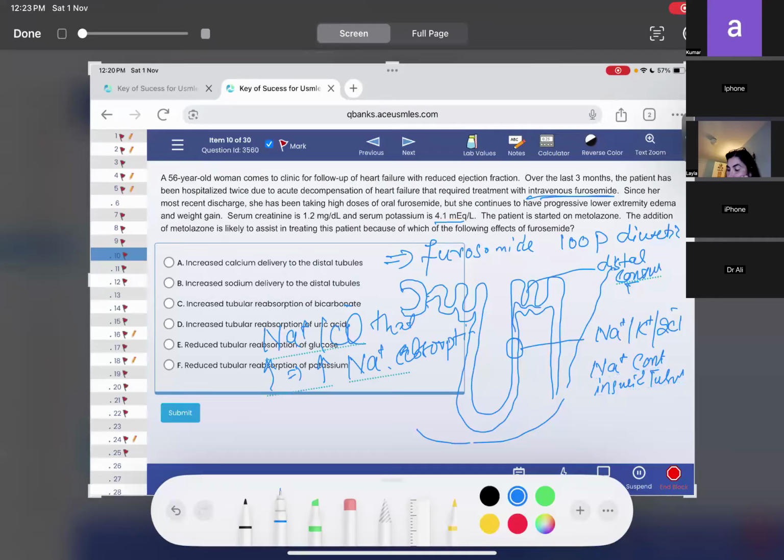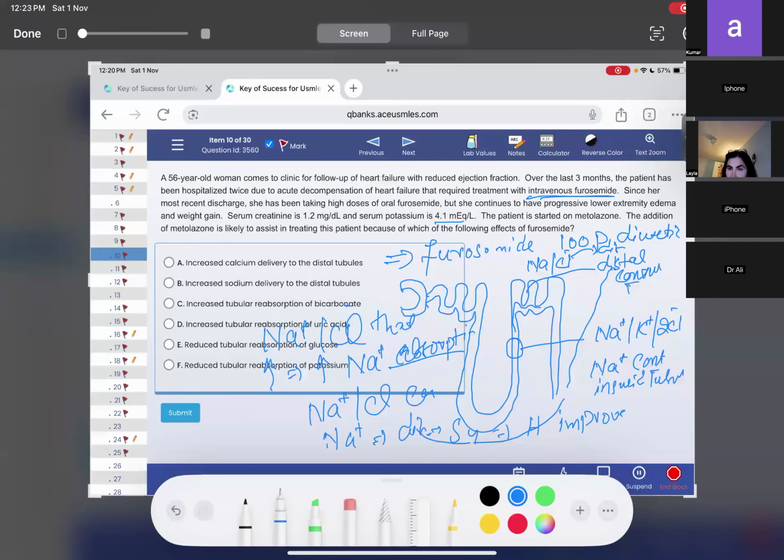So we are going to also block this sodium chloride channel that is usually present in the distal convoluted tubule. We know that metolazone is a thiazide diuretic which usually works on the distal convoluted tubule. So metolazone will inhibit this sodium chloride channel, and as a result this sodium will not be absorbed in the distal convoluted tubule and the symptoms in a heart failure patient are improved.